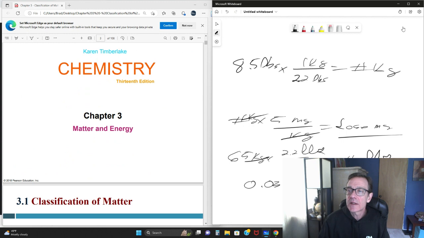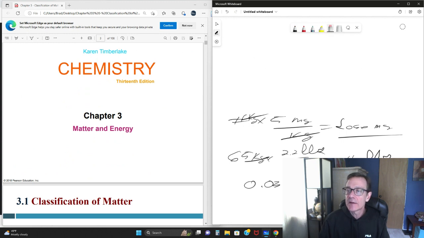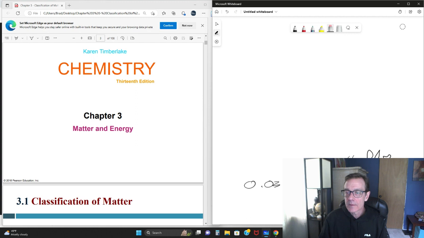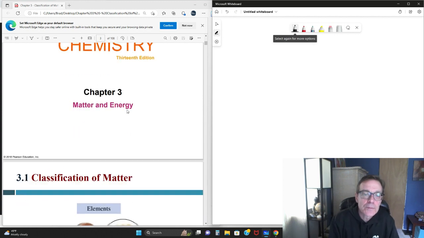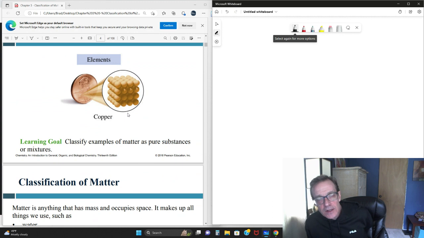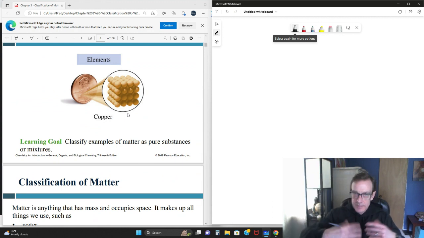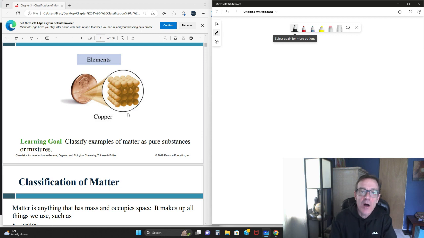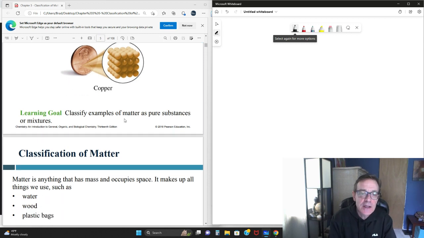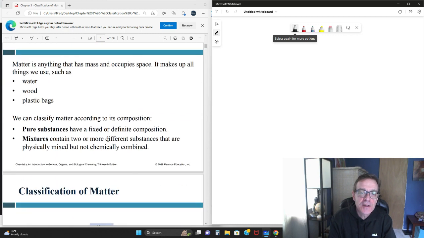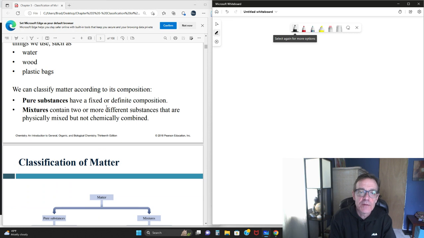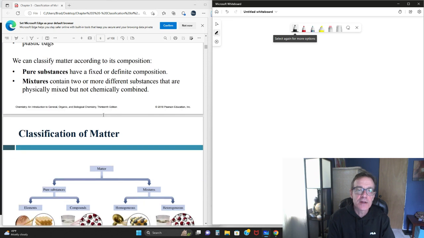So let's look at matter and energy. A bit of a throwback here. We'll approach it the following way. Elements, we've seen this pretty extensively. An element is simply a collection of all the same atoms. Pure substances versus mixtures: a pure substance has just one composition, and a mixture is made of substances that can be physically mixed versus chemically combined.